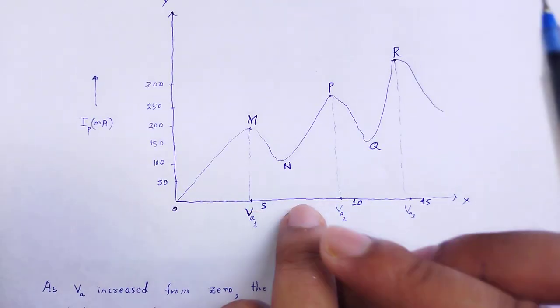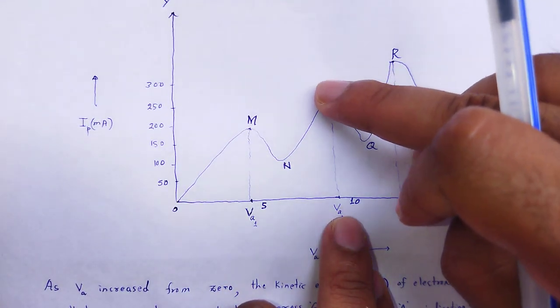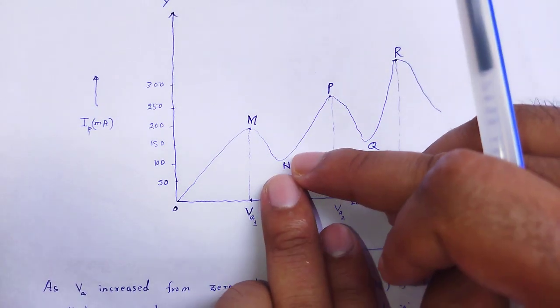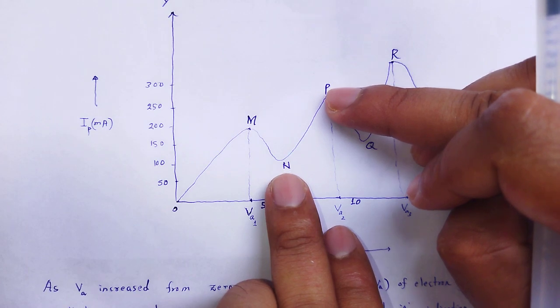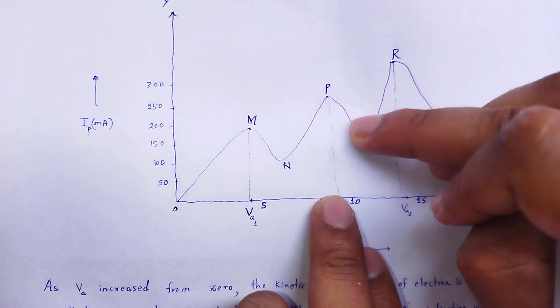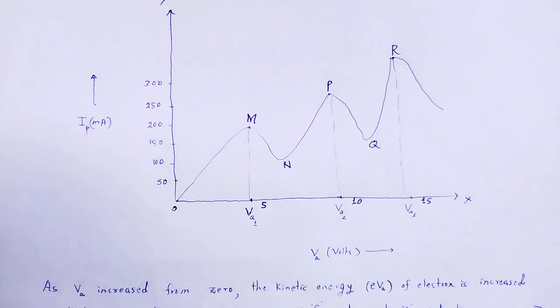From the graph, there is a sudden rise from N to P, and at P an abrupt change, again a sudden rise and then a fall. Due to the rise, we call these elastic collisions, and the abrupt fall is the inelastic collision, again elastic collision, then inelastic collision.